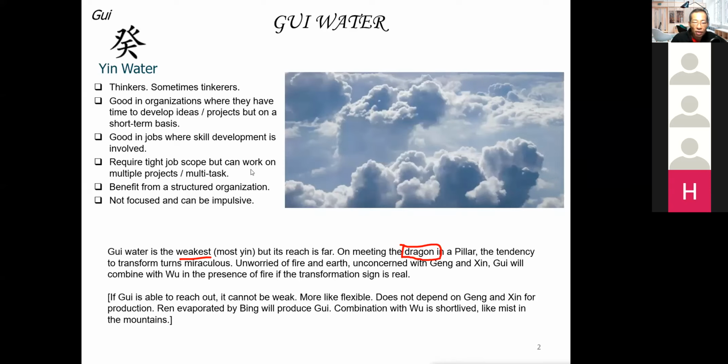All right. So generally, all the Kueh water, if a Kueh water sees the dragon, the tendency will be to transform, to turn miraculous. That's what the ancient text would say. Not worried about fire and earth, not concerned about Keng and Sit. Therefore, it will be combined with the Wu, and the presence will be good.